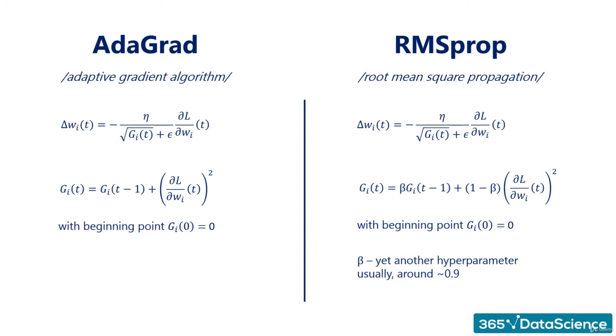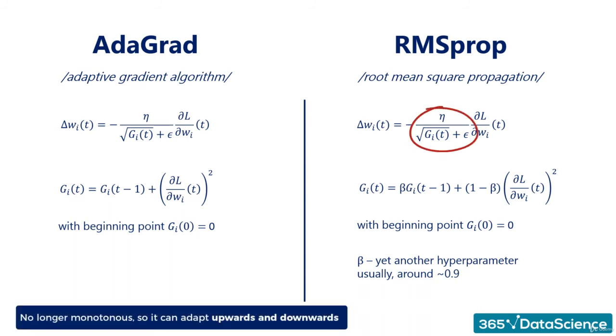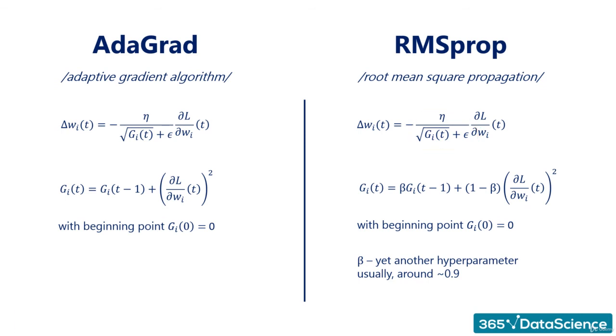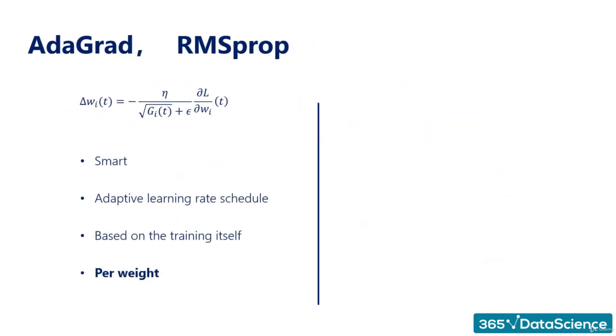We had a similar situation with the alpha in the momentum section. The great implication here is that the function is no longer monotonously increasing. Hence, eta divided by the square root of g is not monotonously decreasing. Empirical evidence shows that, in this way, the rate adapts much more efficiently. Okay, both methods are very logical and smart. However, there is a third method based on these two, which is superior.